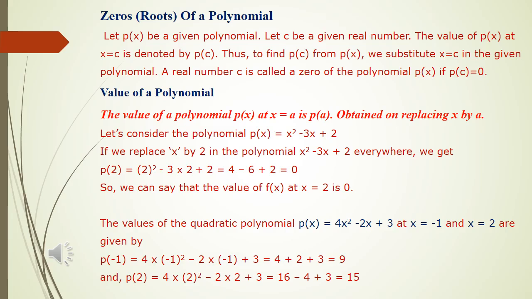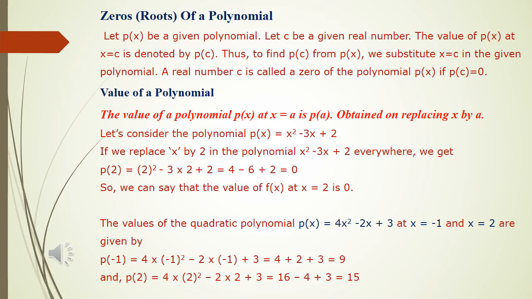Let's take one example. p of x is equal to x square minus 3x plus 2. Now, if x is replaced by 2, then we will have 2 square minus 3 multiplied by 2 plus 2. And as we simplify, we get answer 0. Then we can say that 2 is a zero of the given polynomial.